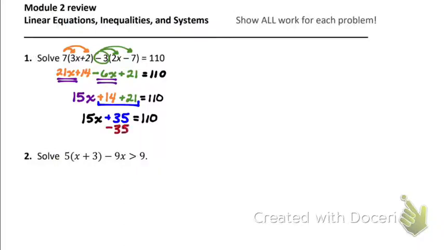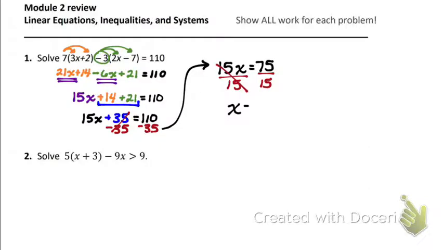Subtract 35 from both sides. What is 110 minus 35? 75. 15x equals 75. And then we divide both sides by 15. And what did you say, Josh? 5 is correct. Sorry, I thought that's what I heard you say a moment ago. X is 5.